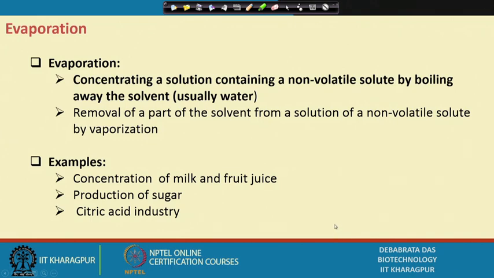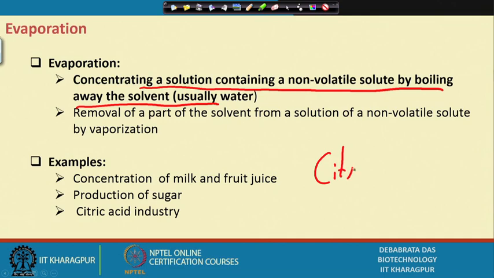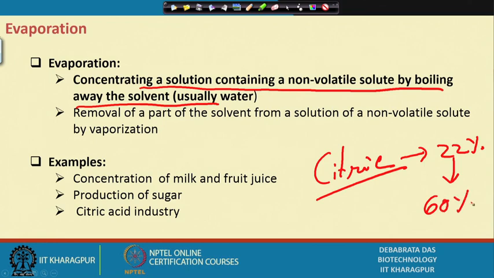Now next is the evaporation. If you look at evaporation, the main purpose is the concentration of a liquid containing a non-volatile solid by boiling away the solvent, that is the water. As I told you, after hydrolysis of calcium citrate, we get citric acid and gypsum, and this citric acid concentration is 22%, and you have to increase it to 60%. So naturally you have to remove water from that.